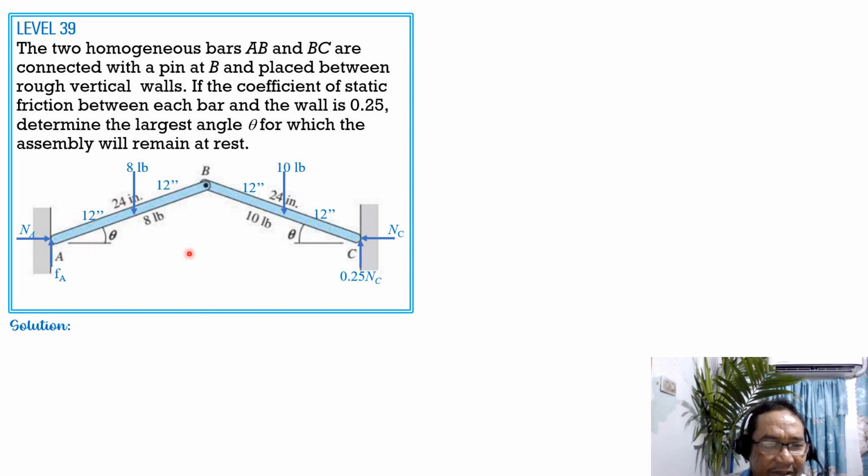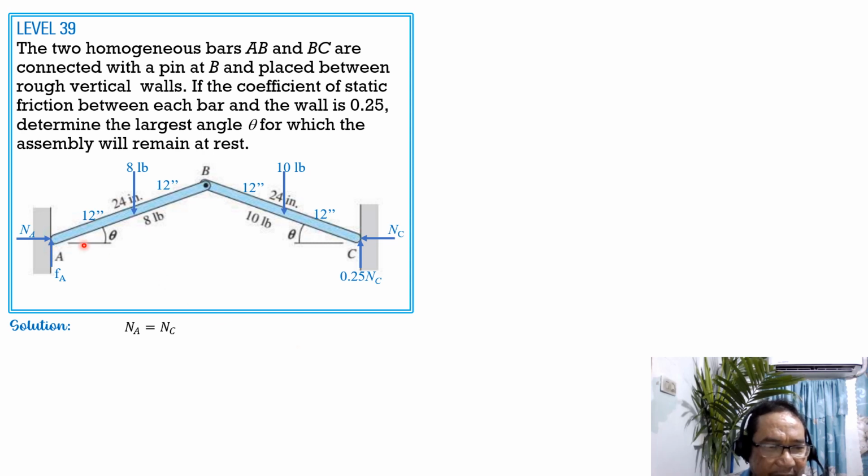So from the figure, summation forces horizontal equals 0, we conclude that NA equals N sub C. Then we sum up moments about A to solve for N sub C. And after that, we consider BC, and we sum up moment about B to successfully solve for that angle theta.